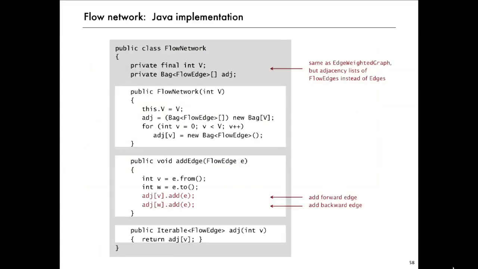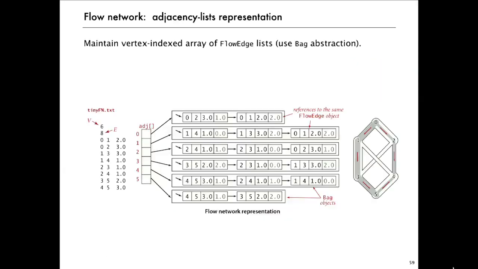So that client's going to use these basic things. And given everything we've seen, this implementation is pretty straightforward. It's pretty much just like edge-weighted graph, except we use flow edges now. And when we add an edge, even though it's kind of a directed network to handle flow and forward and backward edges, we add every edge to both adjacency lists. But simple code, quite similar to what we've seen before.